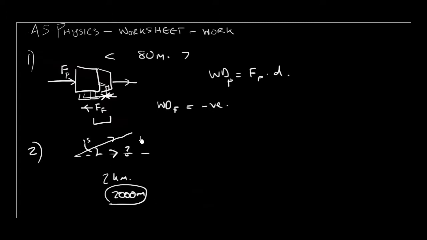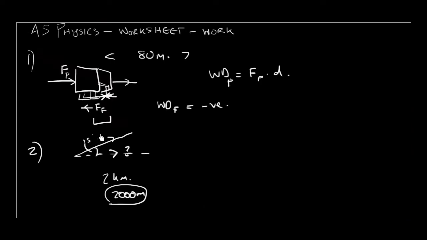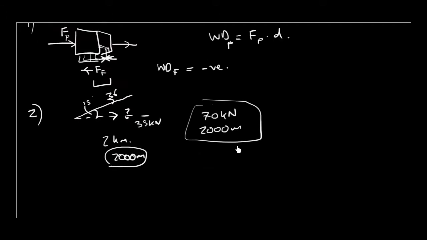And the force is whatever you calculated before, so that should come out to be 35 kilonewtons parallel. So if this was 36, then along here it's a little bit less because not all of it goes along this direction, so it's 35 kilonewtons, but there's two of those cables, right? So in total the force going in that direction is going to be 70 kilonewtons, and the distance is 2,000, and they're in the same direction because we've taken this component of the force, so now we're fine. We can work out the work done in that direction, and that's easy.